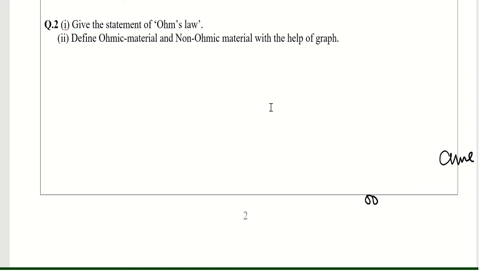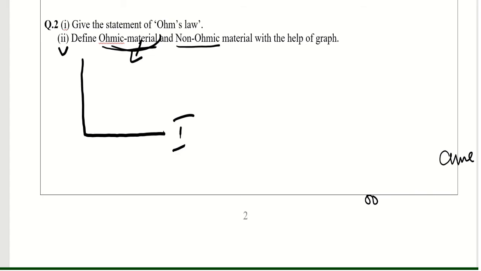Now part 2, define the ohmic material and non-ohmic material. You have to define ohmic material and non-ohmic material with the help of the diagram. This graph is for the ohmic, the first one. If I make the graph between V and I, the graph is a straight line. This kind of curve is coming.